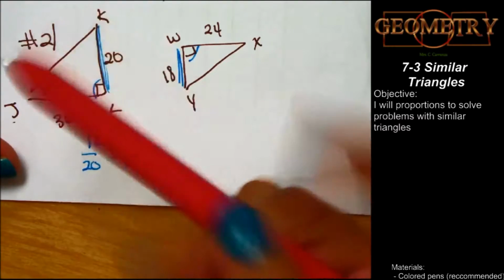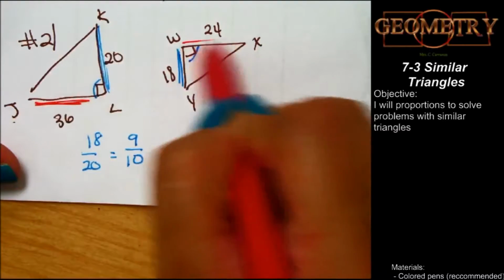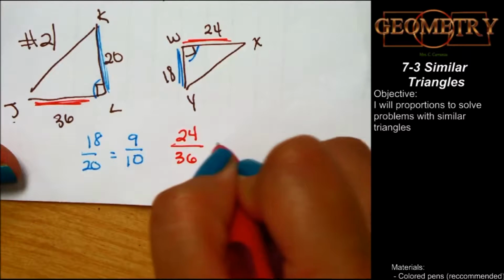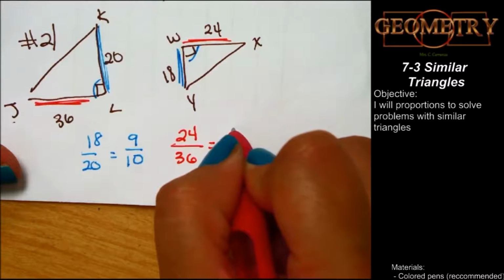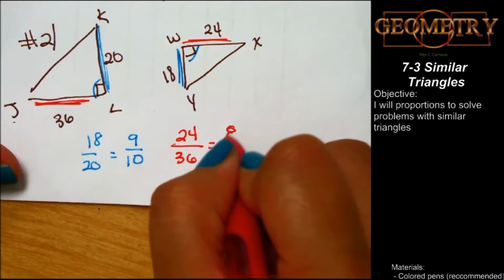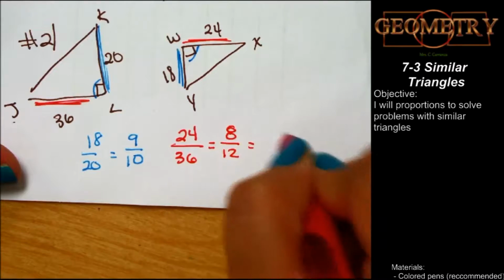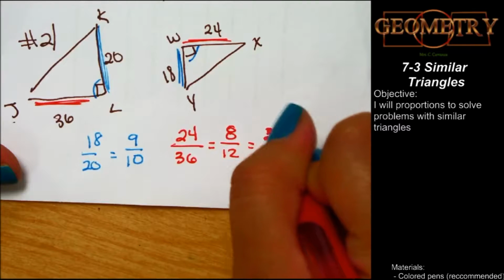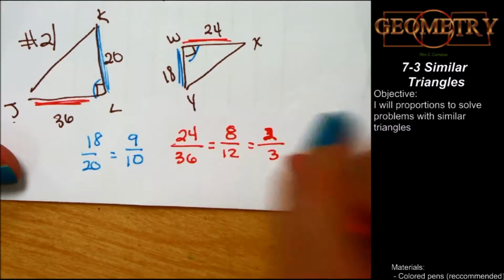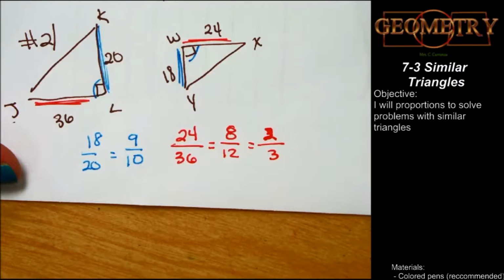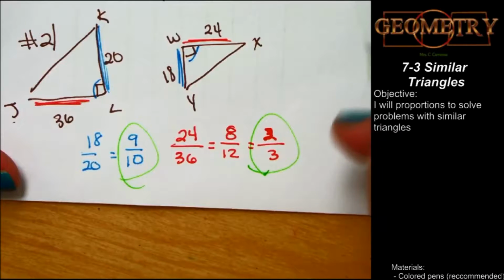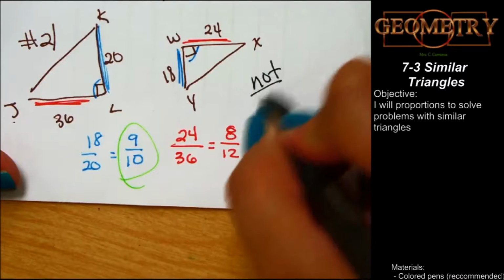I'm going to look at the other pair of sides. I'm going to look at this side and this side. And again, I'm going to write the smaller number over the larger number, and I'm going to reduce that down. They're both divisible by 3, and I'll get 8 over 12. Ooh, I can divide that again by 4. I'm going to get 2 over 3. These two fractions are not the same. That means that these two triangles are not in proportion, and so these triangles are not similar.